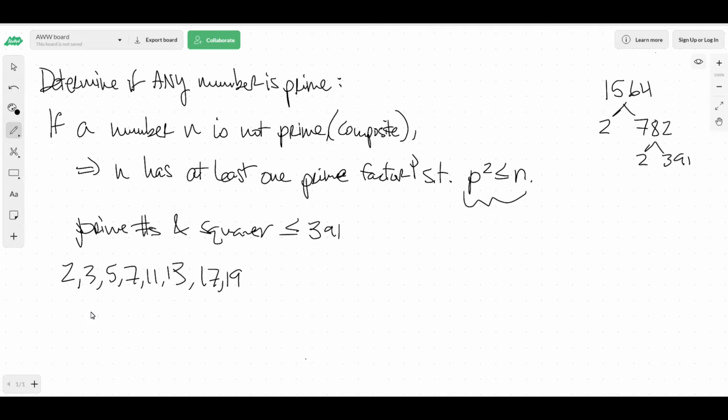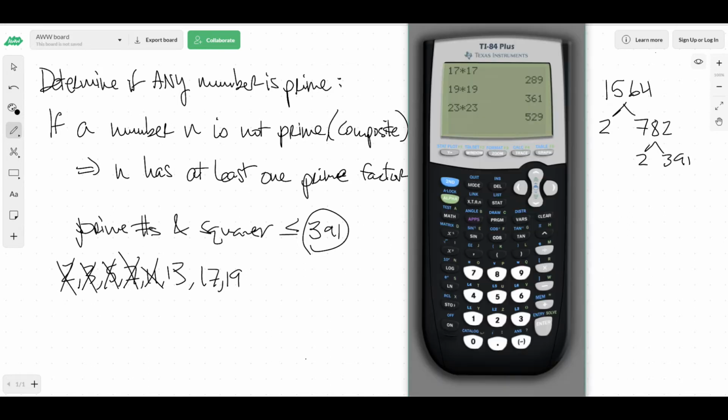All right, these are all my possible prime numbers that are factors of 391. And I know 2 does not work. I tested 3. I know 5 does not work because it doesn't end in 5 or 0, meaning the last digit is not divisible by 5. I tried 7. I tried 11. So it's either 13, 17, or 19. So 391 divided by 13 doesn't work. 391 divided by 17, that works.